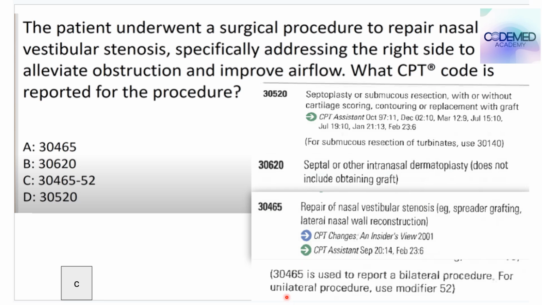So all through this chapter, whenever you are coding, pay attention to the code language. For example, in this case, when you are using the nose codes, everywhere pay attention to whether the code is for bilateral or unilateral, and for that, reading the parenthetical notes is of utmost importance, because only then will you code it correctly.